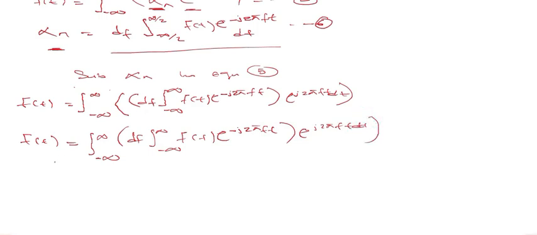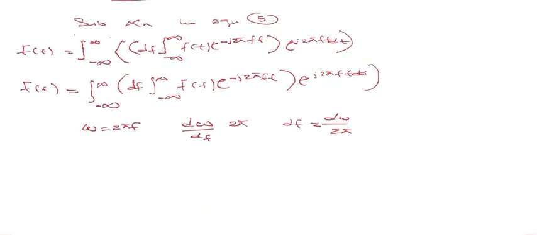Looking at this very well, we said previously that omega is equal to 2 pi f. So anywhere we see 2 pi f, we can simply substitute omega. We can also say d omega over df: if you differentiate this equation, we are left with 2 pi. So we can say df is equal to d omega over 2 pi. Now take note of this. We are going to substitute it in our equation.